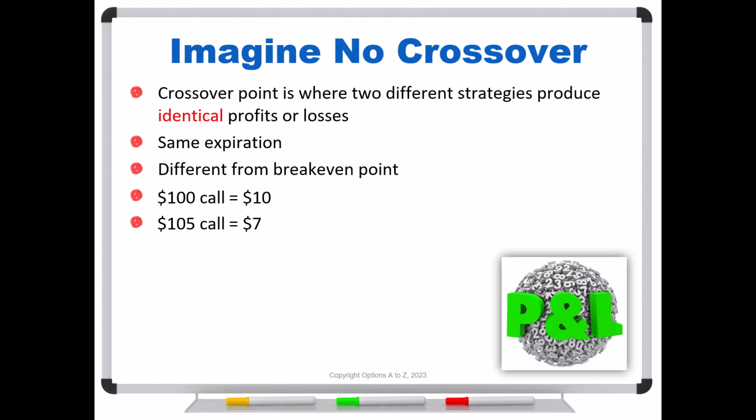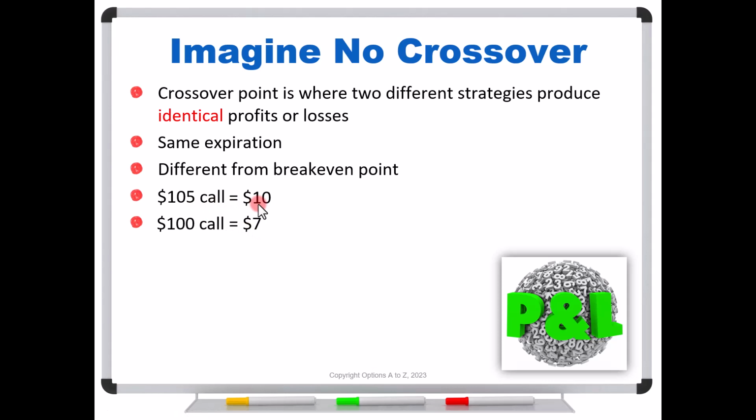Well, let's go back to the slide that we saw before, and now let's assume that we have no crossover point. We're going to do that by switching the strikes. We're going to keep the prices the same, and we're just going to switch them. We're going to assume that the $100 call is trading for 7 and the 105 call is trading for 10.